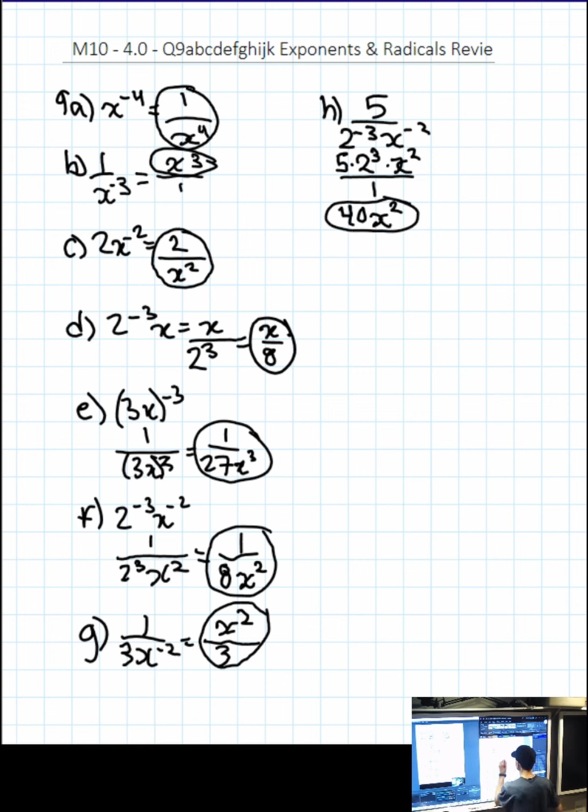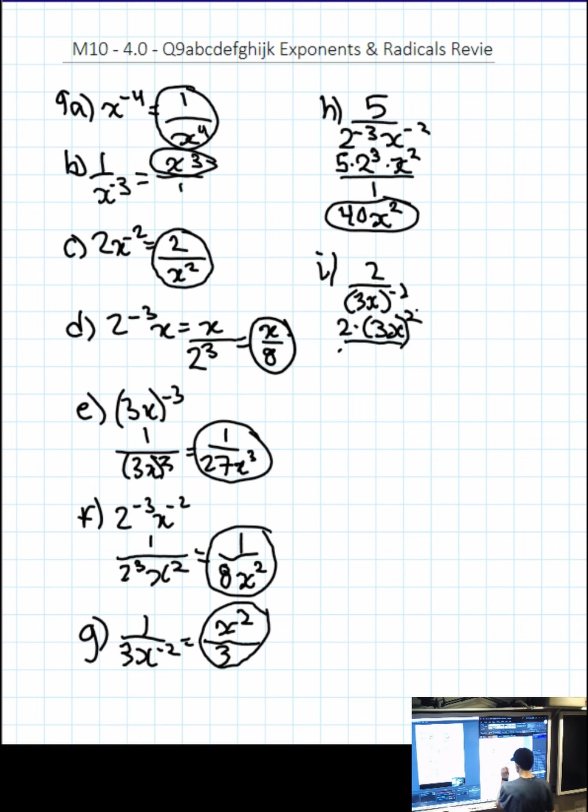Okay, I. So we have 2 over 3x, brackets around it, the negative 2. So the 3x has a negative exponent. I'm going to bring it to the top and make the exponent positive. So negative exponents, I'm going to start off with a fraction. We have a 2 on the top. I'm going to leave it there. We're going to bring the 3x to the top and multiply and make the exponent positive.